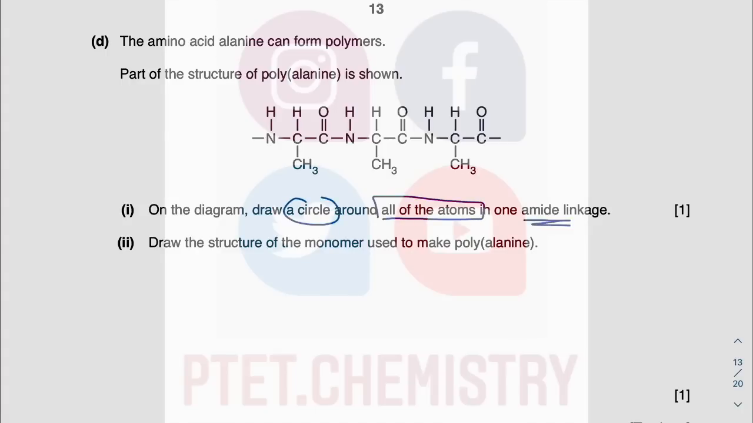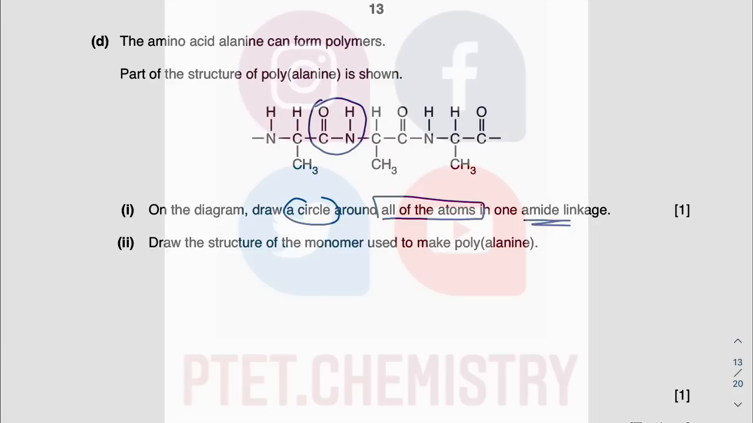atoms in one amide. So we know that is an amide. Okay, there's another amide there, around all of the atoms in one amide. Okay, so I do not need to draw another one, but that is another amide there. Can you see that? And there's the repeating unit there, so there's actually another NH there and another amide there.